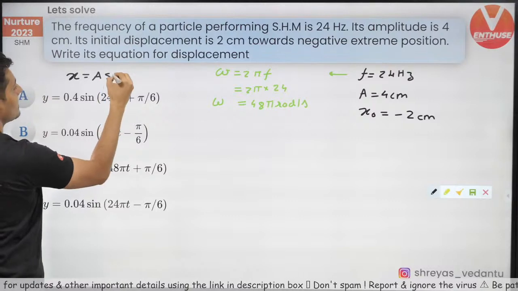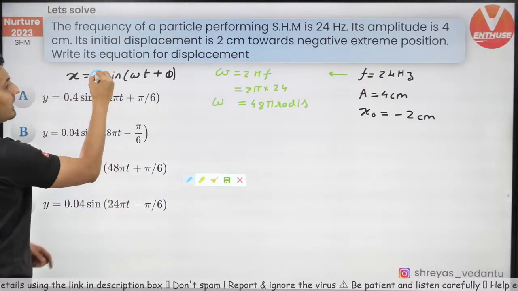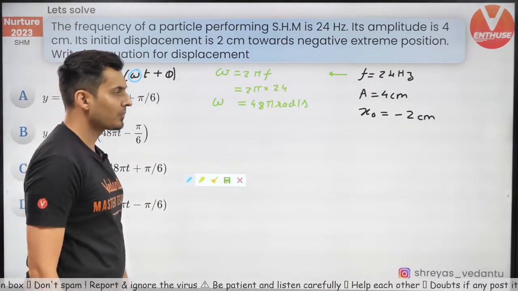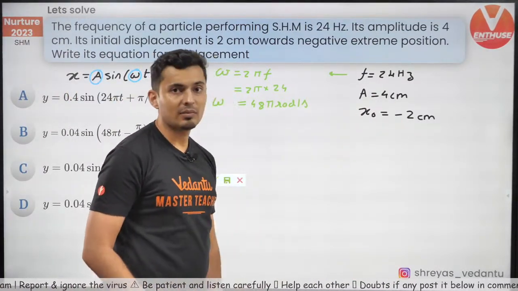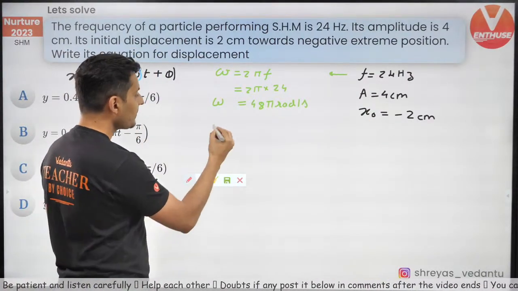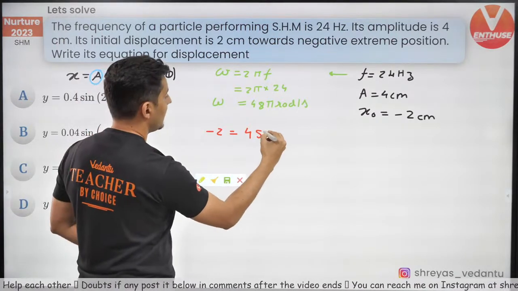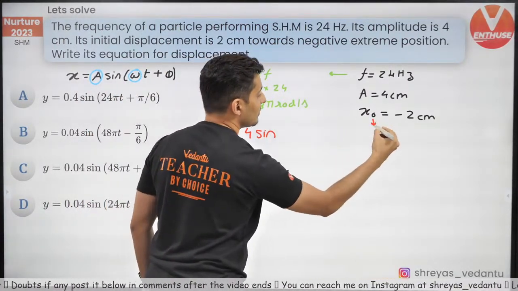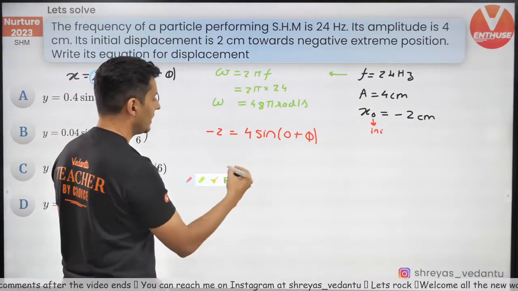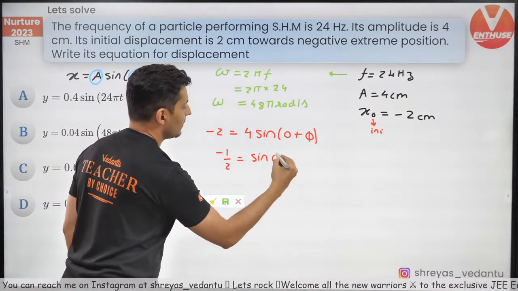Remember, what is our original expression for SHM? x is a sine(omega t plus phi). Out of these, amplitude I know, omega I just found out. The only thing unknown is phi. How do I find phi? Make use of this information: initial position is minus 2. If I substitute x is equal to minus 2, amplitude as 4, and time as 0, since this stands for initial, I get minus 2 by 4, which is minus half, is equal to sine of phi.